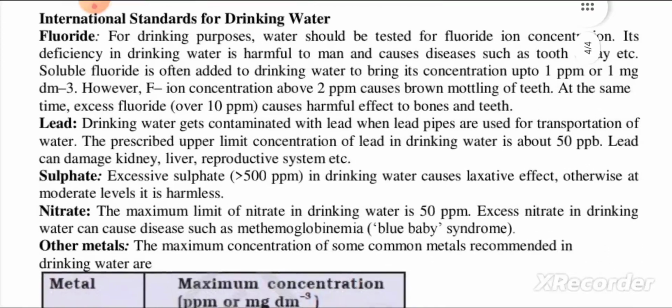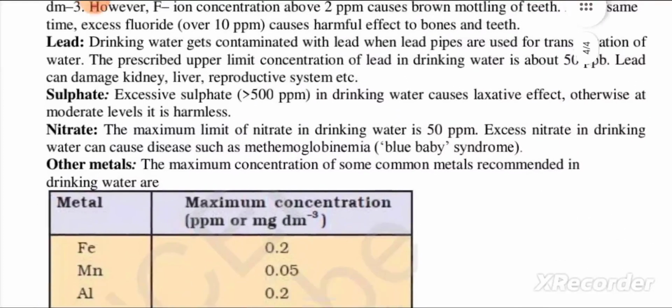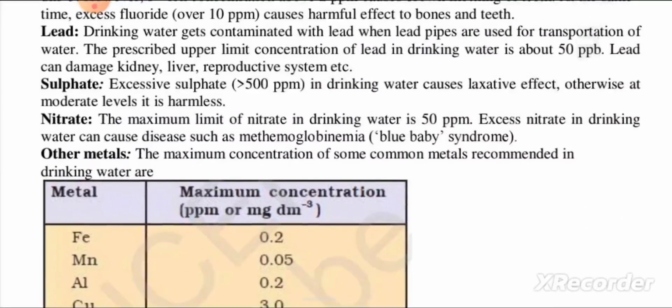Lead. Drinking water gets contaminated with lead when lead pipes are used for transportation of water. The prescribed upper limit concentration of lead in drinking water is about 50 ppb. Lead can damage kidney, liver, reproductive system, etc. Sulfate. Excessive sulfate greater than 500 ppm in drinking water causes a laxative effect, otherwise at moderate levels it is harmless. Nitrate. The maximum limit of nitrate in drinking water is 50 ppm. Excess nitrate in drinking water can cause diseases such as methemoglobinemia, blue baby syndrome.